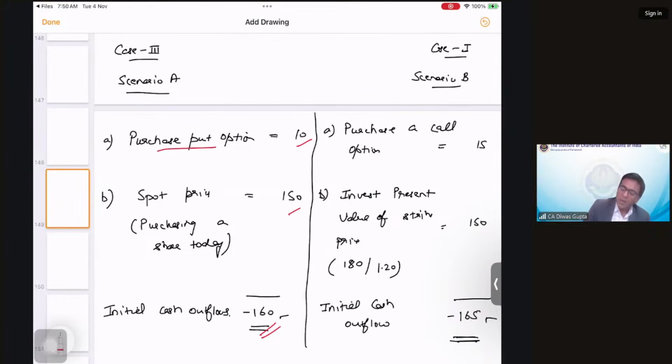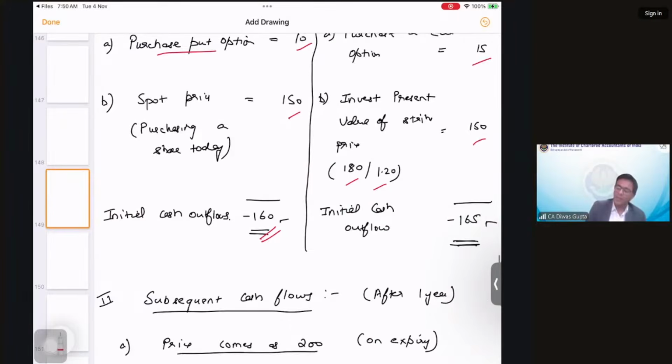Then, in case of a call option, I will purchase it at the premium of 15 rupees. And if I've purchased a right to buy, I will have to invest the present value of the strike price today so that I can pay that amount tomorrow to receive my shares. That is 180 divided by 1.2, which is 150 rupees. 180 is the strike price, 20% is the interest rate. It is 150. So this becomes minus 165.